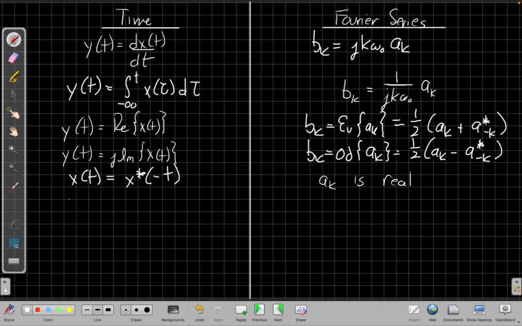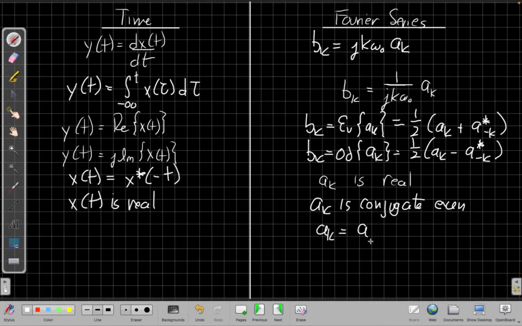Another one we'll see is if x of t is real. We deal a lot, almost entirely really, in this class, with real time signals. That tells me a sub k is conjugate even, which says that a sub k is equal to the conjugate of a sub minus k. Okay, and so these are the two sides of the fence that we see coming up very often, time and Fourier series.